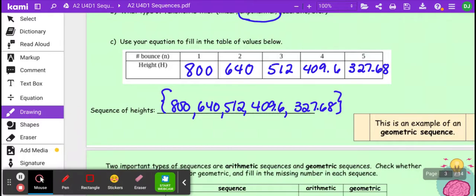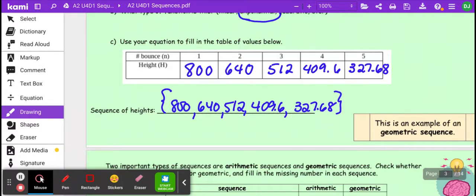So if you think about this and you think about exponential functions, what is the operation? Hopefully you said multiplication. And obviously here we're multiplying by that 0.8, so that's why our numbers are getting smaller. Our value is less than 1.